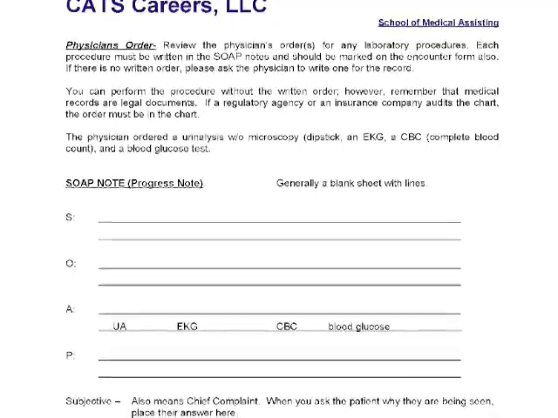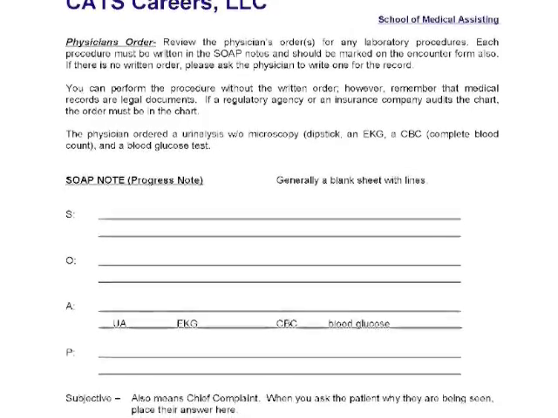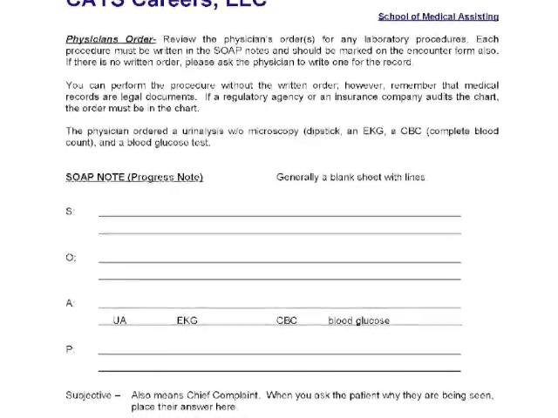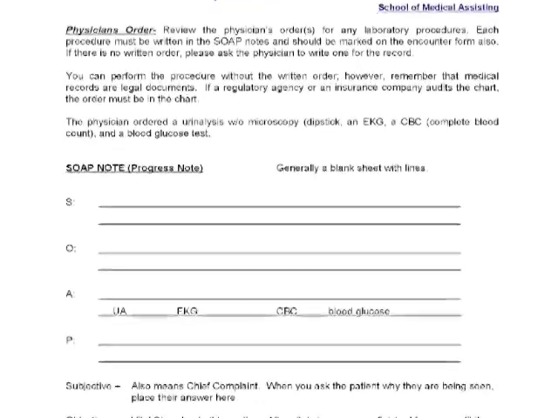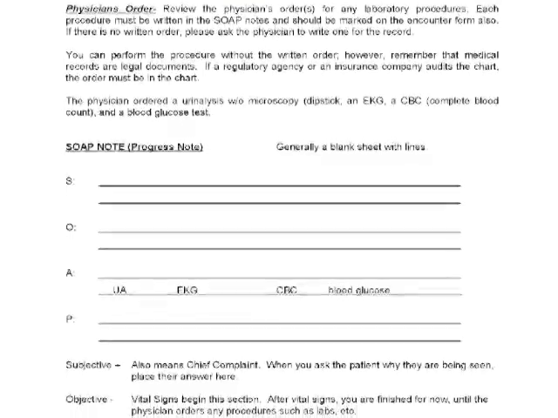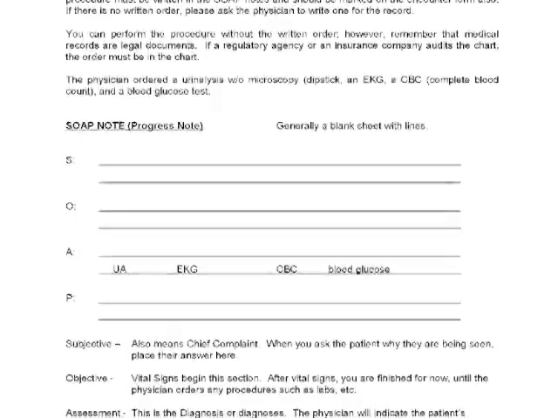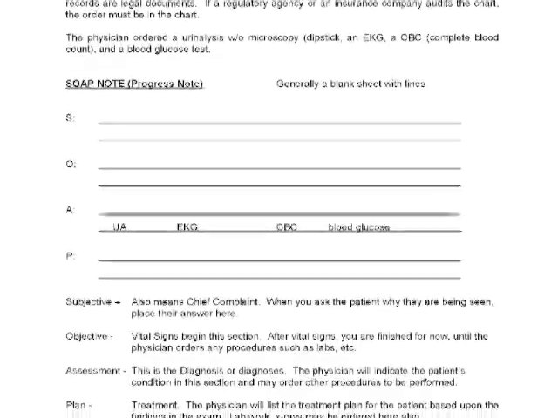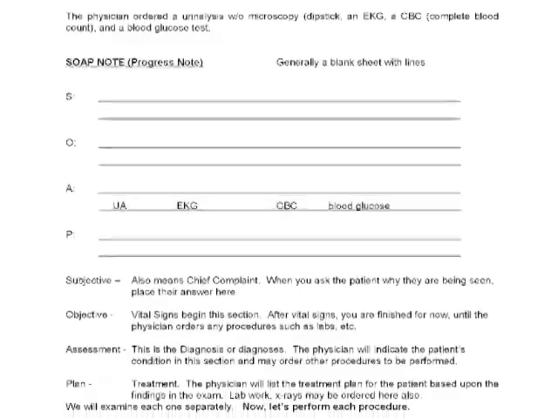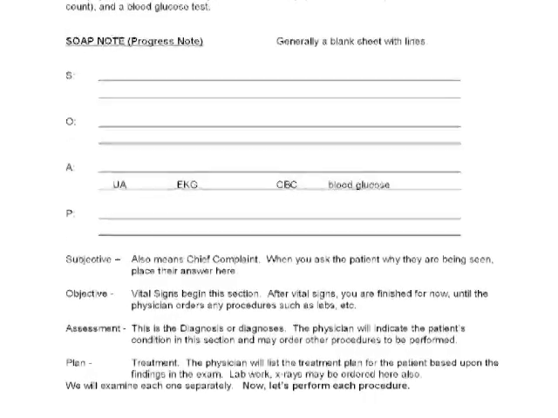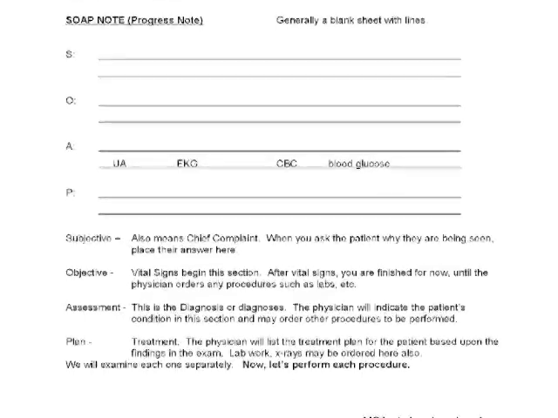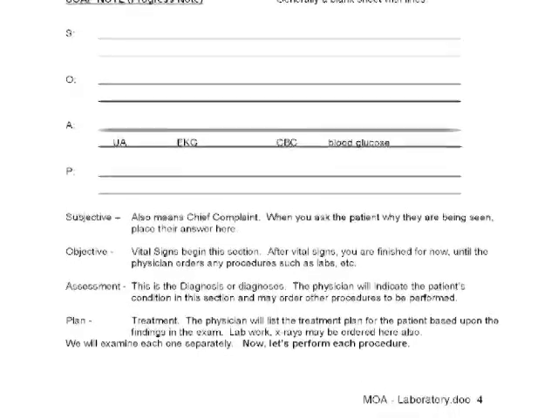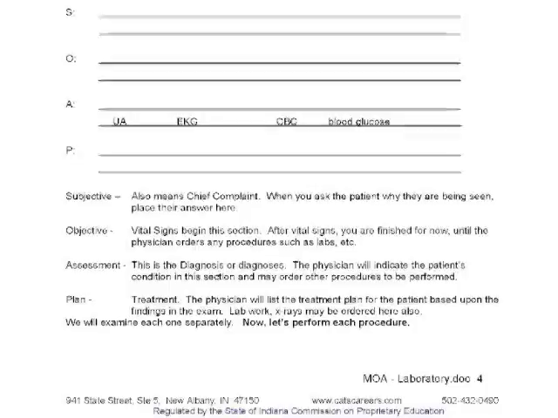At the bottom of the page, it spells out subjective. Remember, that's where the patient has indicated why they are there for the visit today. Objective begins with vital signs, and then the physician's exam. A is assessment, that's the diagnosis. Also under the A in this section, the doctor has indicated procedures to perform. Plan is the treatment, and the doctor is going to wait to get the results back from the labs that he ordered.